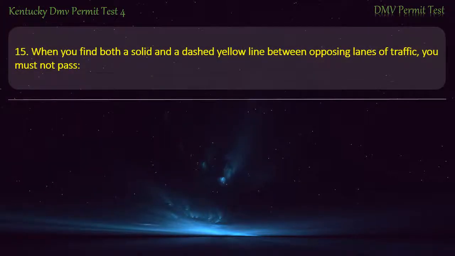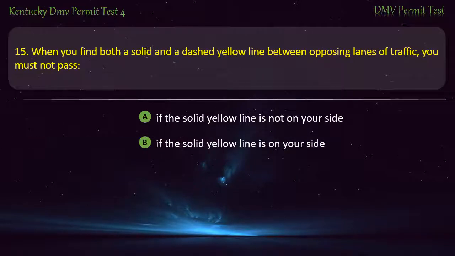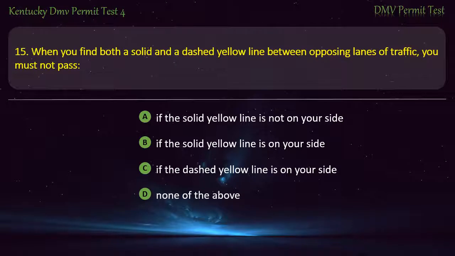Question 15. When you find both a solid and a dashed yellow line between opposing lanes of traffic, you must not pass. If the solid yellow line is not on your side. If the solid yellow line is on your side. If the dashed yellow line is on your side. None of the above. Answer. If the solid yellow line is on your side.